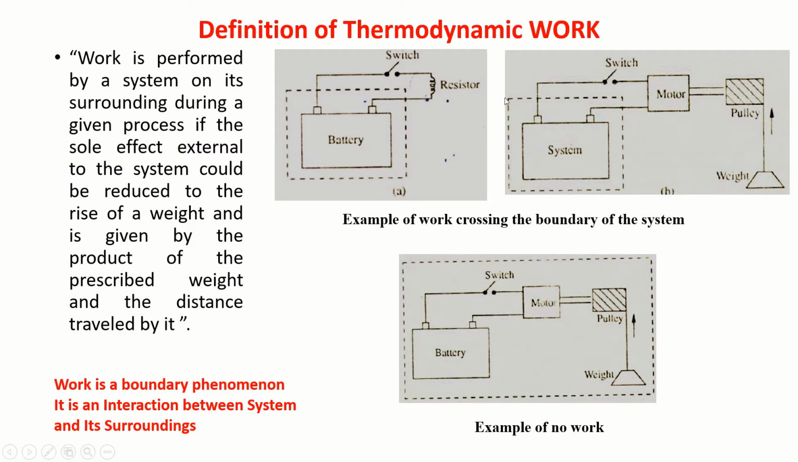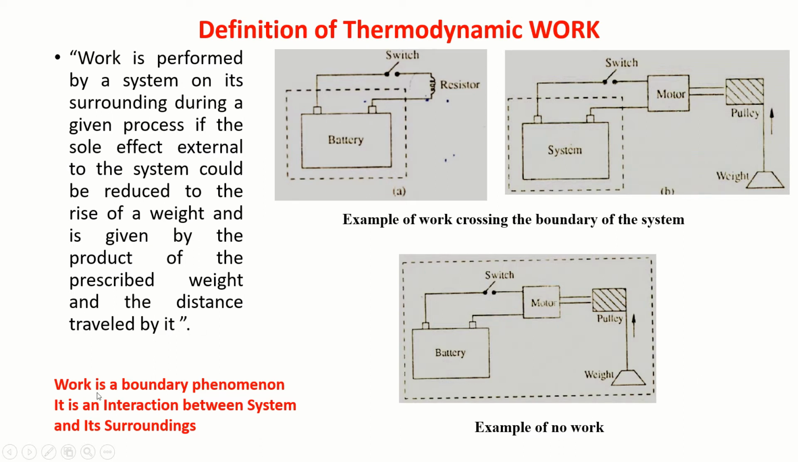Suppose here I have put the boundary over here. See here the electric current is crossing, getting over here, and you are getting the work done, because this is the surroundings. The surroundings is getting benefited. So there is a boundary over here. In this case, I have put the boundary enclosing everything, and here is the surroundings, and the surroundings is not getting any benefit or loss. So in this case, we say there is no work done.